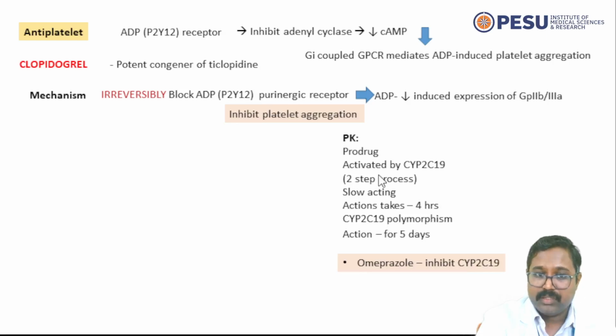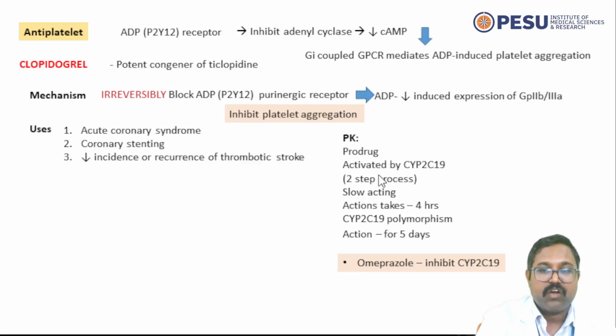Whenever you give omeprazole, which is a proton pump inhibitor, that is the PPIs, which are used in gastric ulcer, omeprazole will inhibit the CYP2C19 activity. So what happens to the clopidogrel? If you combine them together, the clopidogrel action will not take place, and clopidogrel efficacy will come down.